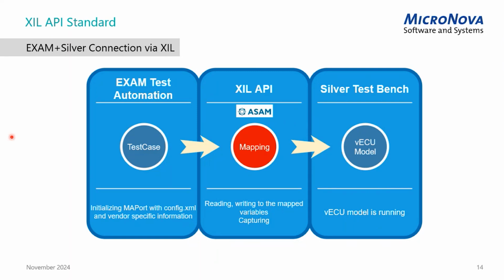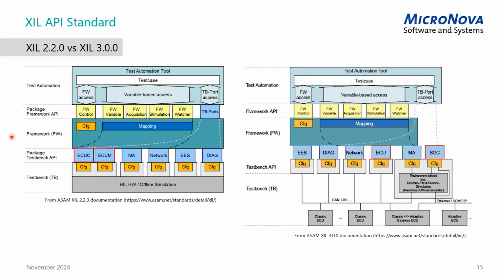Okay, that was for the MA port, but again, for some complex operations, some calibration and measurement, in XIL version 2 there are the ECUC and ECU ports, as you can see here.